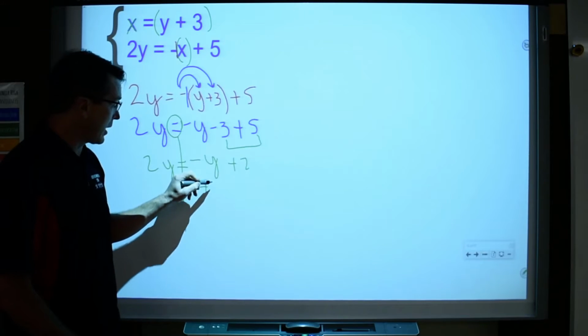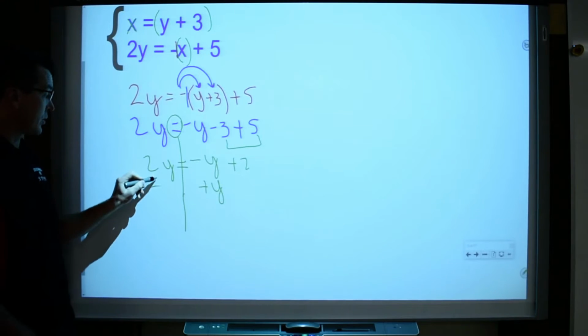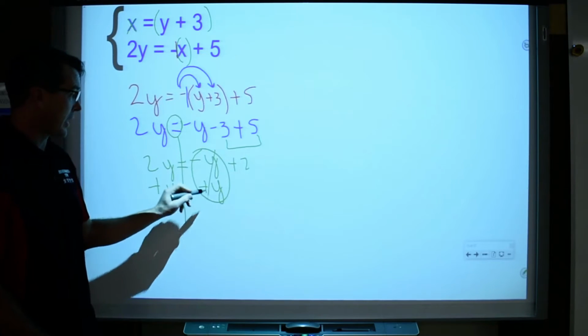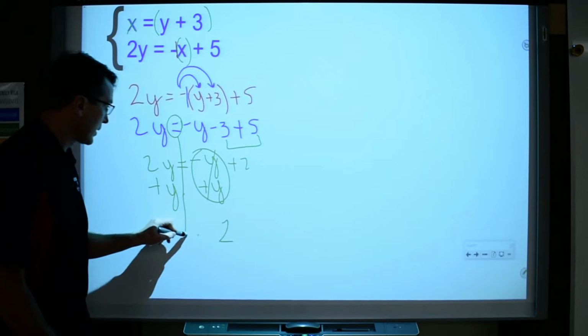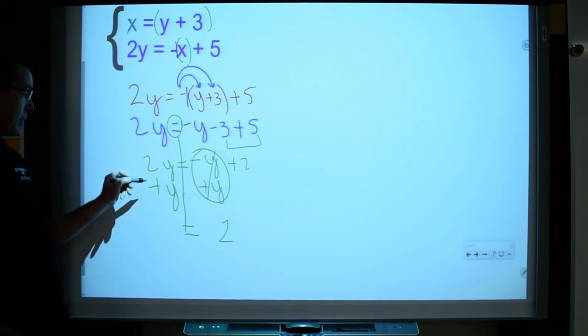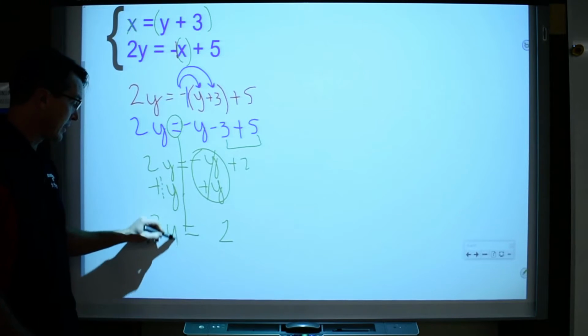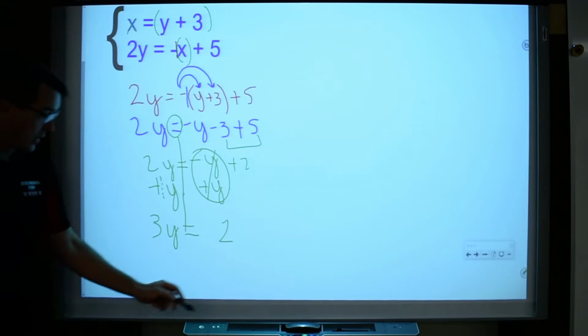So how do I get rid of minus y? By adding y, and if I do it to one side, I have to do it to the other. Negative y plus y is 0, that leaves me 2. And 2y plus a y, that's really a 1, gives me 3 y's. And then finally, I got a one-step equation.